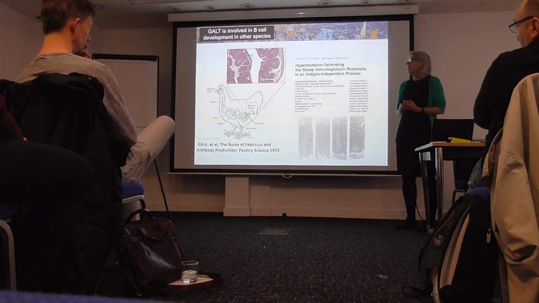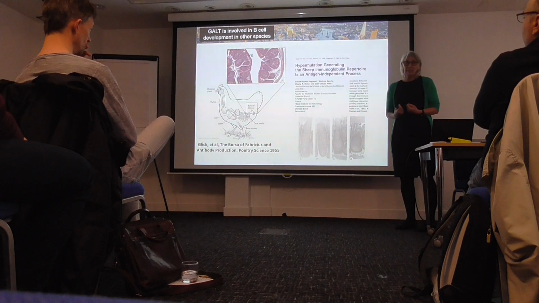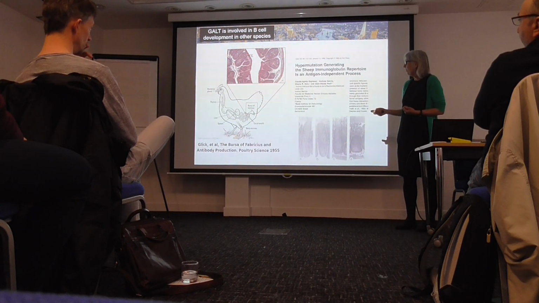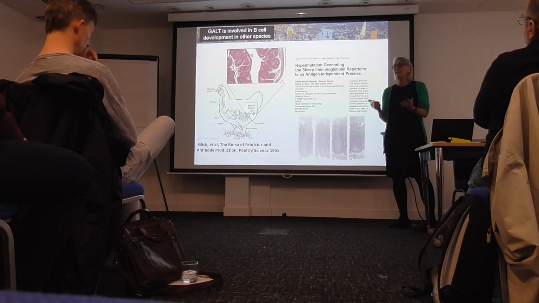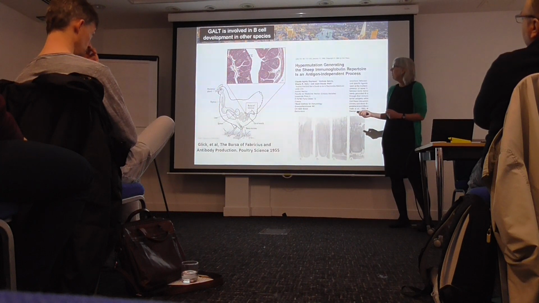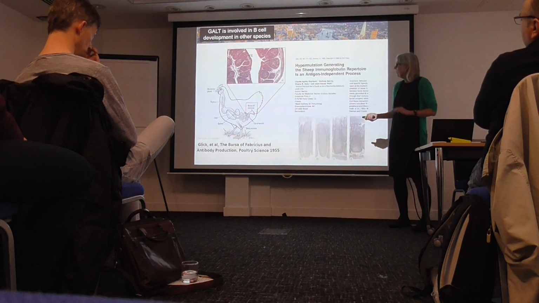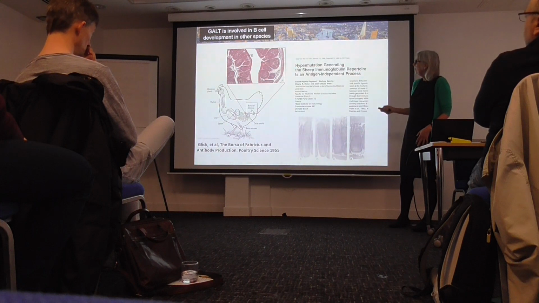The gut is involved in B cell development in many species, and one of the first described areas of the gut that's involved in B cell development was the bursa of Fabricius in chickens. This was described in 1959, and originally this was where the B in B cell came from. It's from the bursa. Now we associate it with the bone marrow, but actually the B cells were found to be those that came from the chicken bursa.